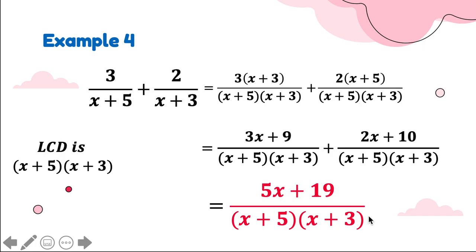Another way of writing your final answer is 5x plus 19 over the product of these two binomials, which is x squared plus 8x plus 15. But if you don't want to multiply, that will be okay. You can have this one as your final answer.